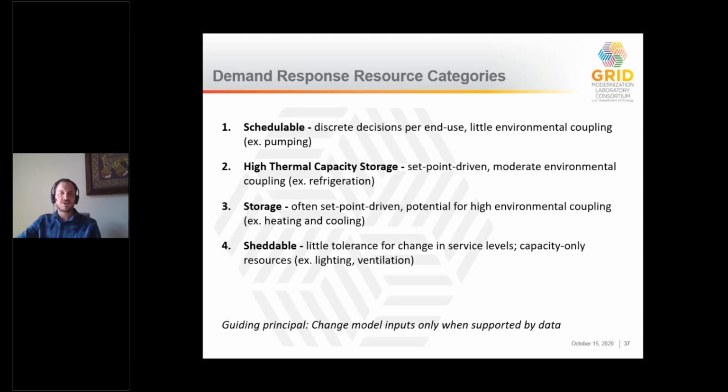The unique characteristics of each of these resource types map to different configurations and parameter definitions for their respective virtual storage and generation models. The remaining slides go into detail on how these resources can be modeled as aggregate inputs for grid modeling analysis. I included them here for completeness, but we'll just touch on them briefly in the interest of time. Next slide.